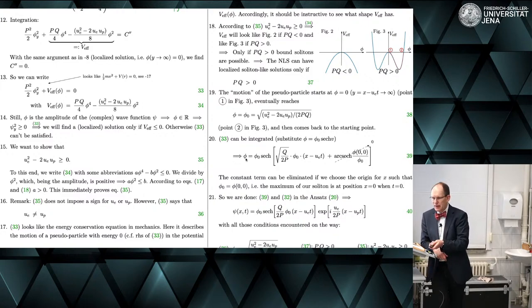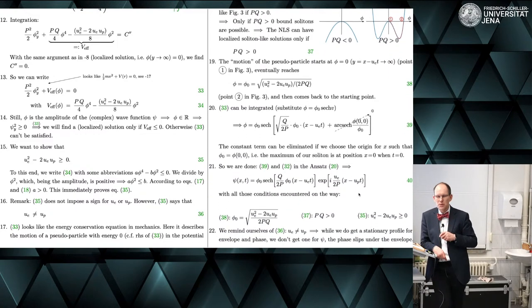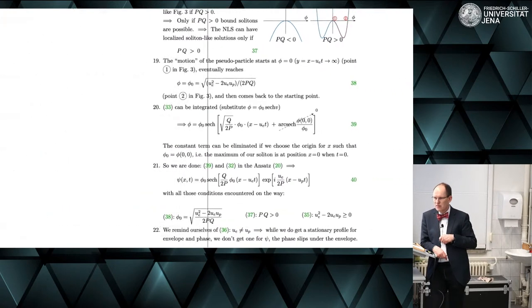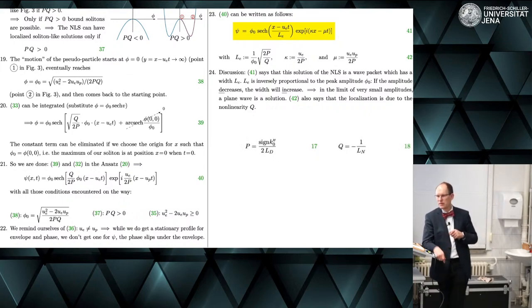And if we take everything together, then this would be our solution. We have the envelope, the secant hyperbolicus, this is what we just found. And before we found the phase theta, exponential times theta, on the previous page. And we're done. So here it is. And what you would find is that it satisfies all the conditions or characteristics that we have seen.